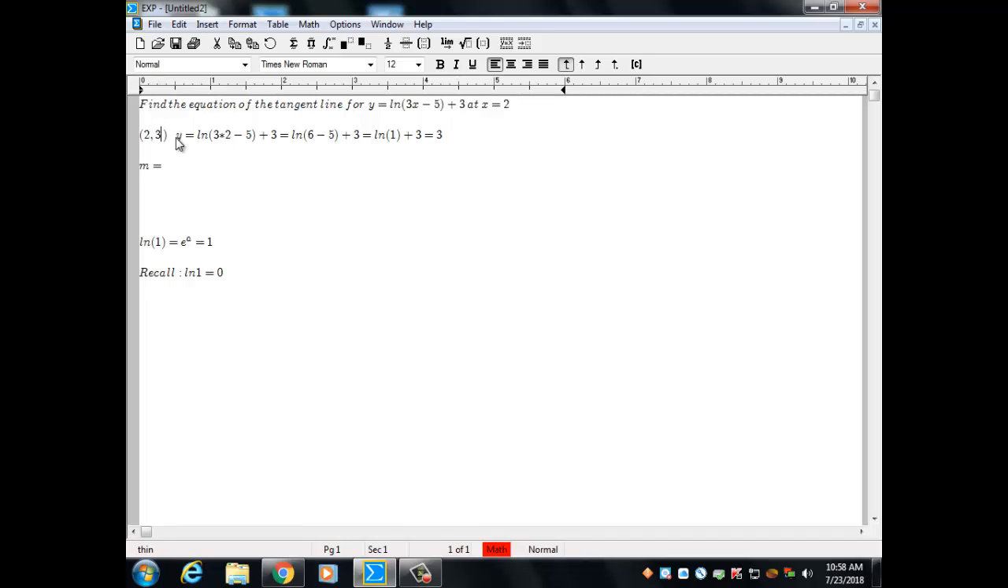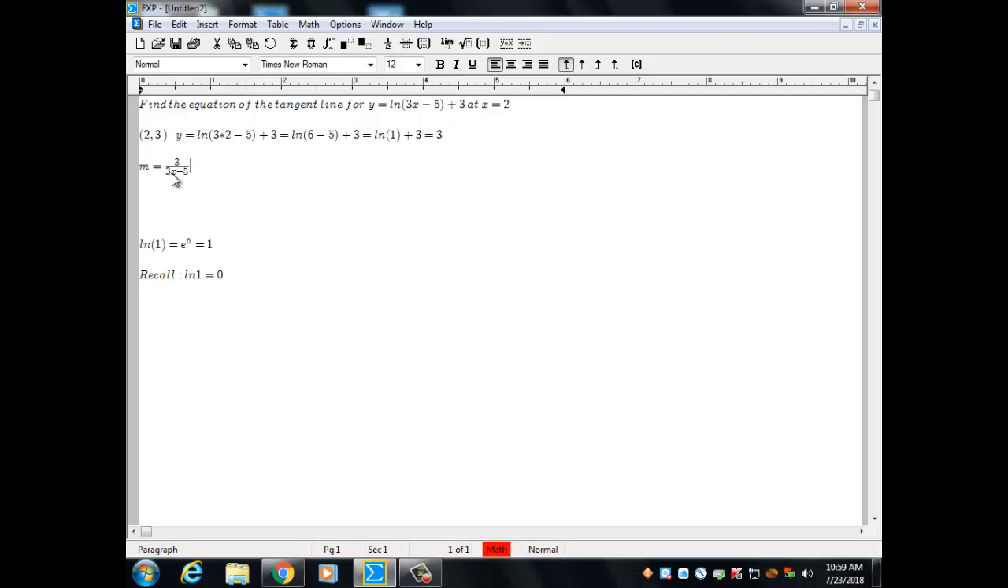Okay. Now, what's the slope? Well, in order to find the slope, you got to find the derivative, right? Well, the derivative of this piece is simply 3 over 3x minus 5, excuse me. What about the plus 3 on the end? Well, the plus 3 goes away, it's a constant. The derivative of a constant has always been 0. It's just the derivative of this piece. Okay? So at x equals 2, what's the slope?